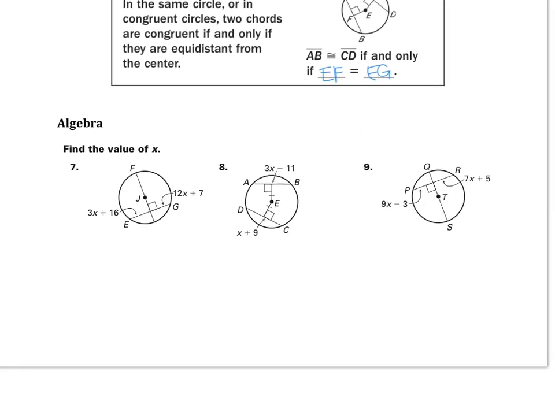Okay, looking at some examples, I can see I have a diameter. It's perpendicular, so it bisects the chord. 12x plus 7 must equal 3x plus 16. Solving. In this one, I have two chords equidistant from the center, so the two chords must be equal.